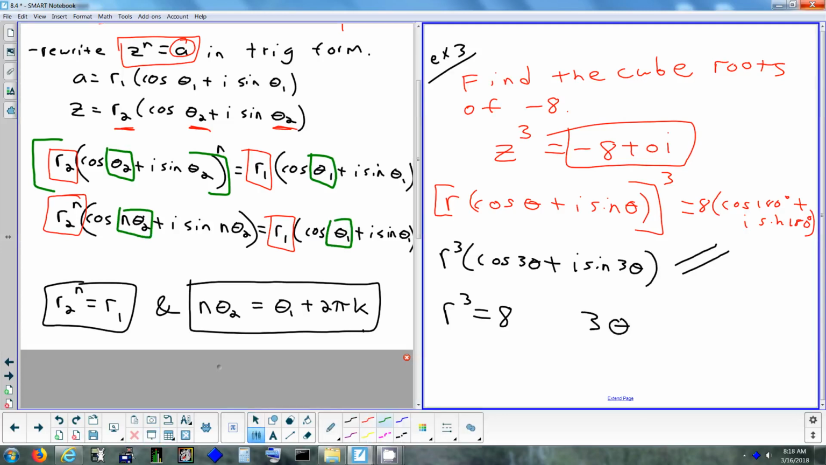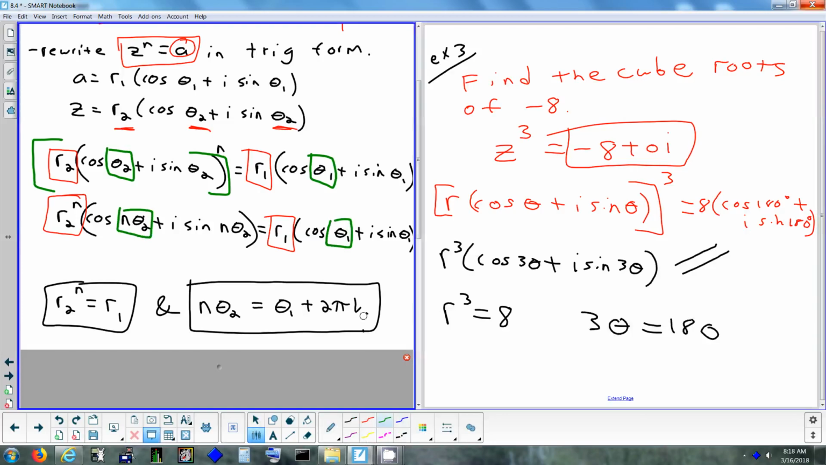Angle on the left equals angle on the right. But we have to remember that when we solve a trig equation, there's multiple answers. So to represent all the answers, we have to put plus 2 pi. I think we use the letter n, but it doesn't really matter. I'm just going to leave it as k. But you have to put plus 2 pi k if you're doing radians, or if you're doing degrees, plus 360k. So what this does is represent all solutions. Okay, and we've done that kind of thing before.